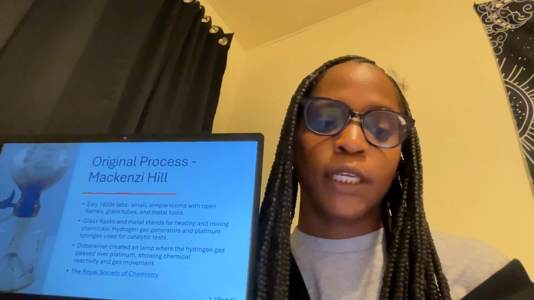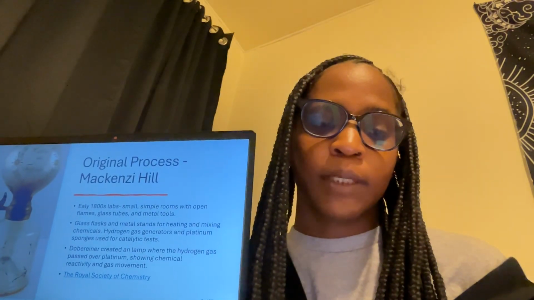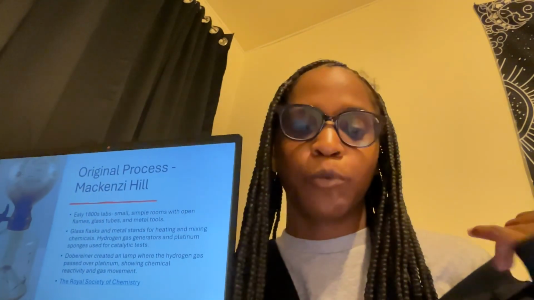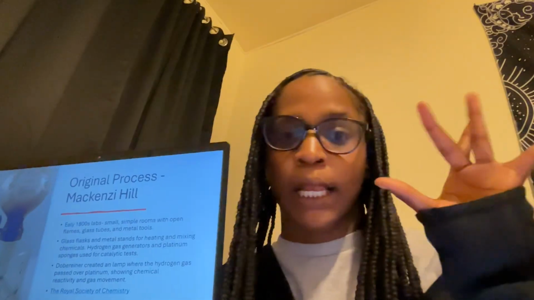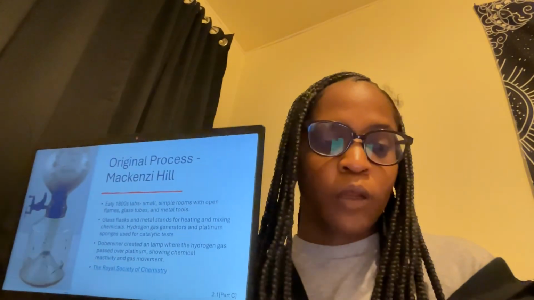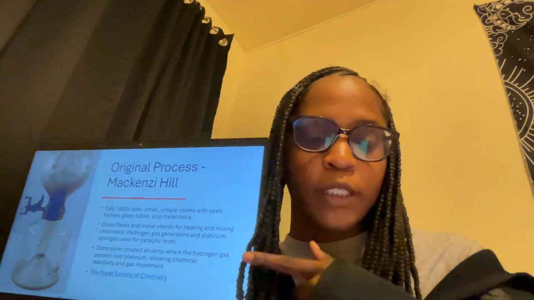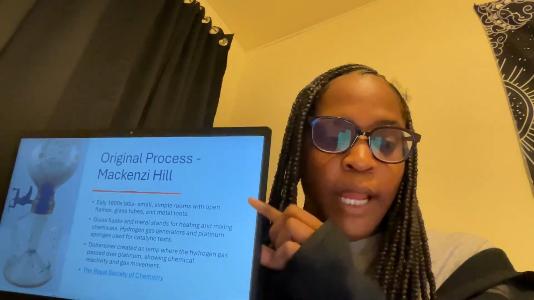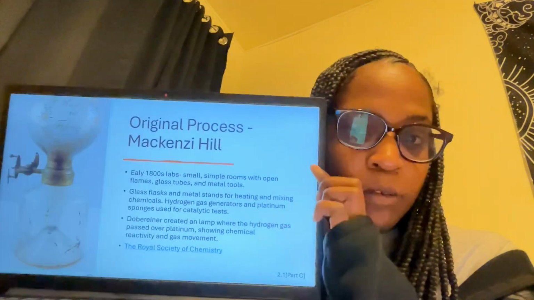So in the early 1800s, labs were small, simple rooms with open flames, glass tubes, and metal tools. Glass flasks and metal stands were used for heating and mixing chemicals, along with hydrogen gas generators and platinum sponges used for the Döbereiner lamp test. Wolfgang created a lamp, which is this lamp, where the hydrogen gas passed over platinum, showing chemical reactivity and gas activity.